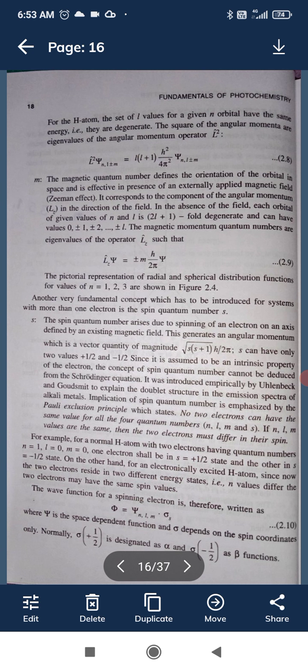The square of angular momentum are eigenvalues of the angular momentum operator L square. So L square psi n, l, plus or minus m is equal to l into l plus 1, h square by 4 pi square, psi n, l, plus or minus m.